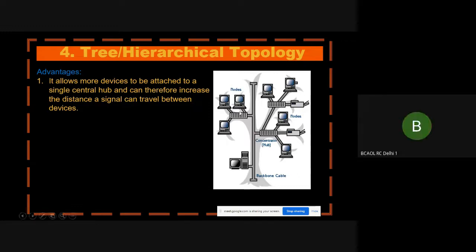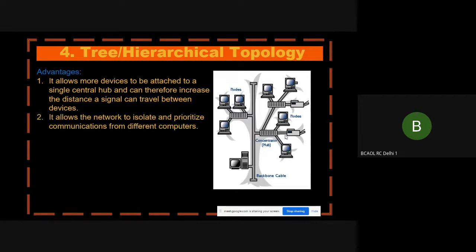Yes. So there are a number of hubs here. This hub is there, this hub is there, this hub is there, and on each hub a number of computers are connected to the central backbone. That kind of thing is known as a branch, just like the branches of a tree. It allows the network to isolate and prioritize communication from different computers.